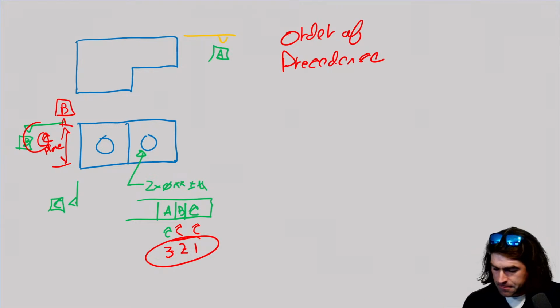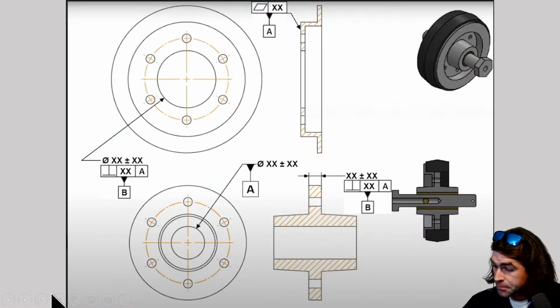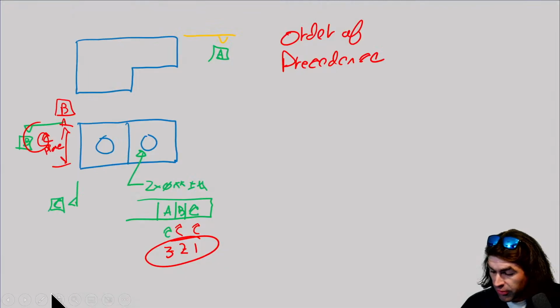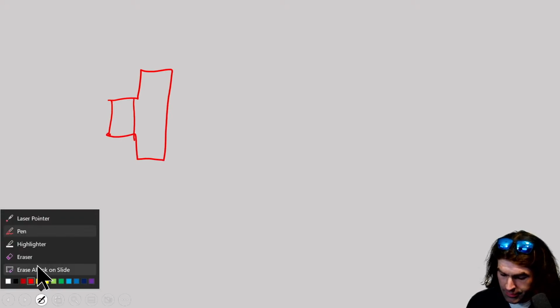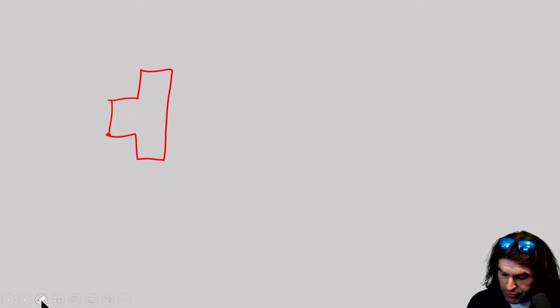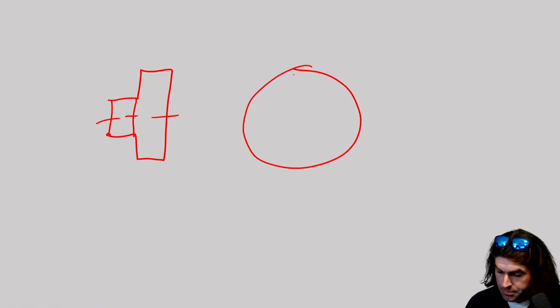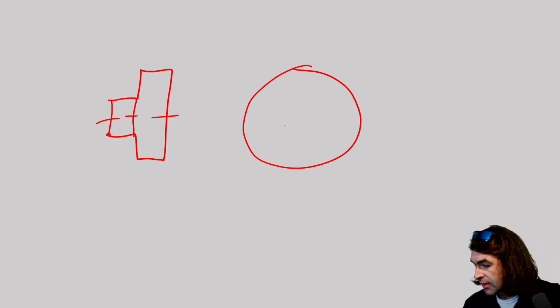Okay, next. Of course, all features aren't planes. We can have circular features or cylinders. All right, so we'll take a look at a very simple cylindrical type feature here.